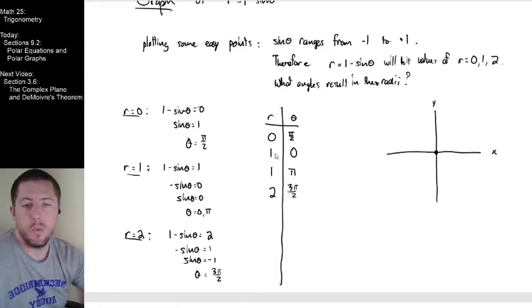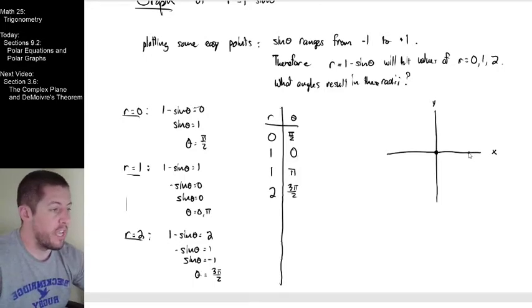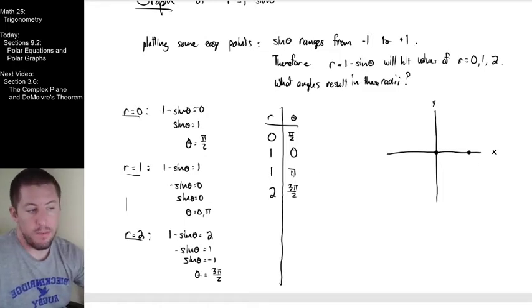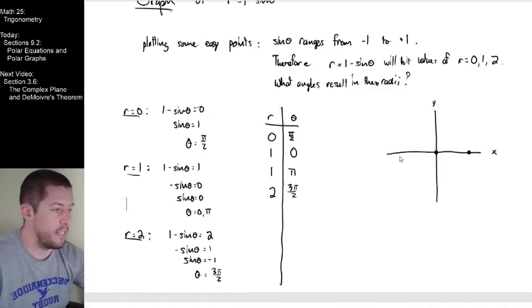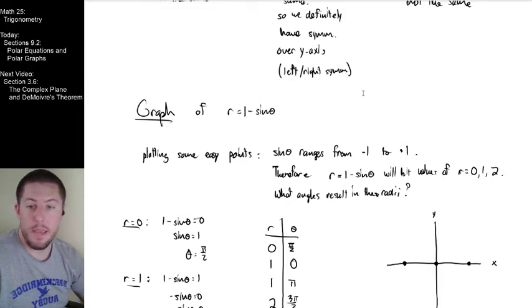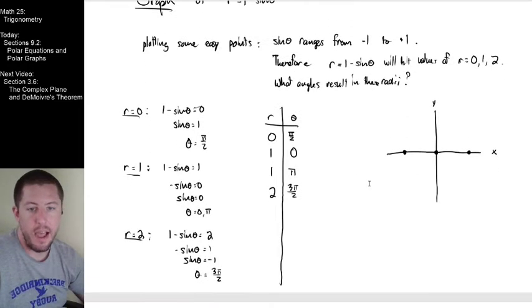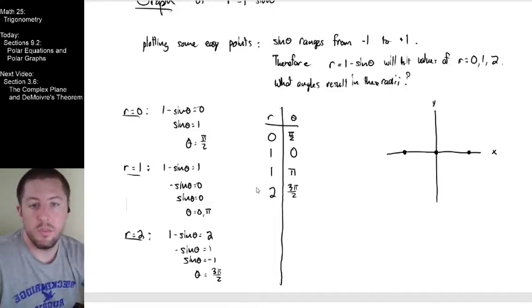Our next point says we are 1 unit away from the origin at an angle of 0 radians. So that point goes right here. We are also 1 unit from the origin at pi radians, so that point is going to go right here. You should notice that these two points are left-right symmetric of one another, and they had better be, because we proved that there's guaranteed to be left-right symmetry in this graph, and we're seeing it with those two points right there.